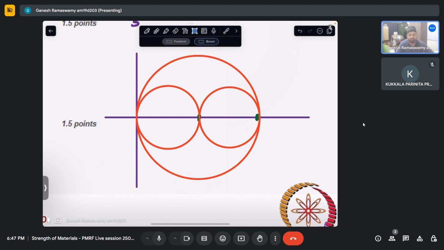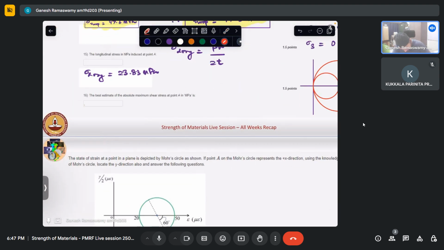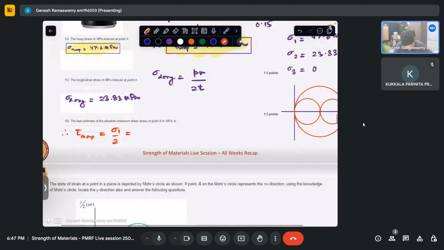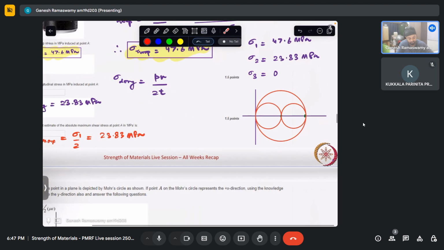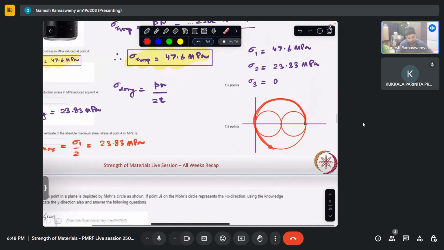So now from here we can see that the absolute maximum shear stress will be the radius of the biggest Mohr circle, which will be nothing but sigma 1 by 2. So therefore, tau max is nothing but sigma 1 by 2, which is again 23.83 MPa. So when we design, we should ensure that we don't account just for sigma 1 and sigma 2 and design it for the maximum stress, because by virtue of sigma 3 being 0, our absolute maximum shear stress will actually be double that quantity. So I hope that is clear.